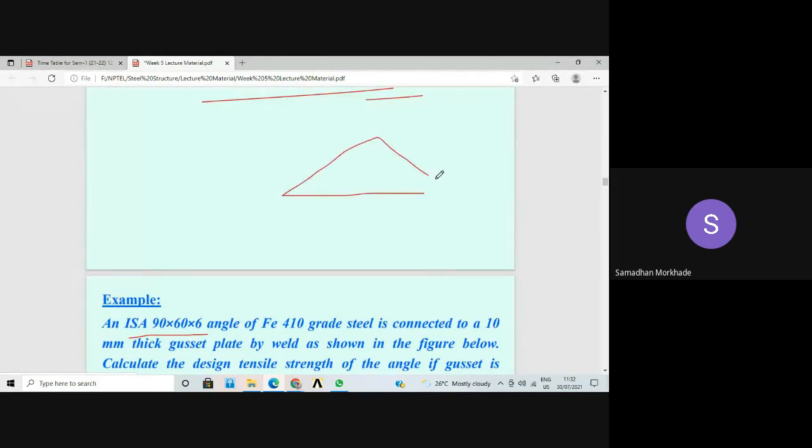Just assume any type of truss. Normally trusses are simply supported trusses. If it is a truss or beam like this, any geometry, I am just giving the example, and the same applies to a simply supported beam also.